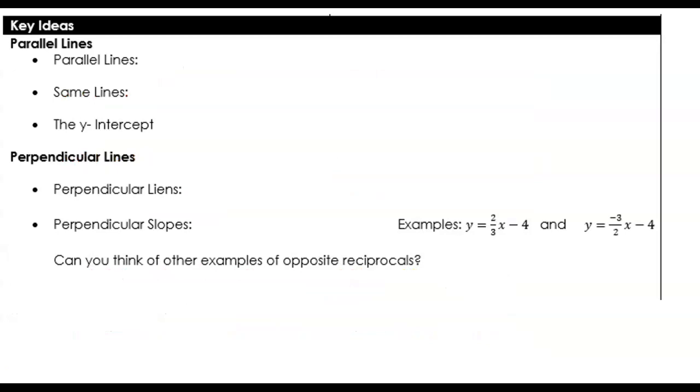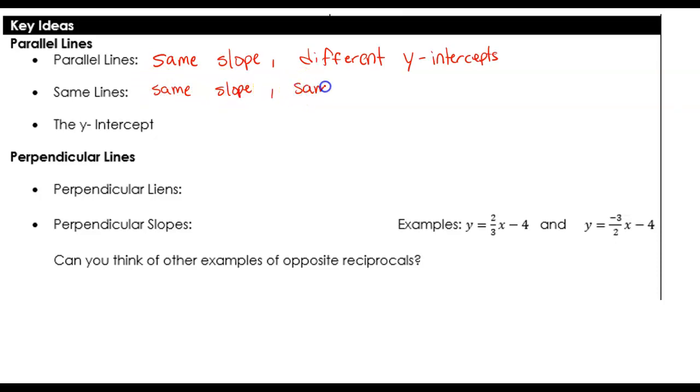So what are some key ideas? We are going to be talking about parallel lines and perpendicular lines, so let's get an idea of what parallel lines are. In terms of graphing, parallel lines have the same slope and different y-intercepts. Same lines means the same line. We have two lines that are the same. They're going to have the same slope and the same y-intercept. They're going to be the same line.